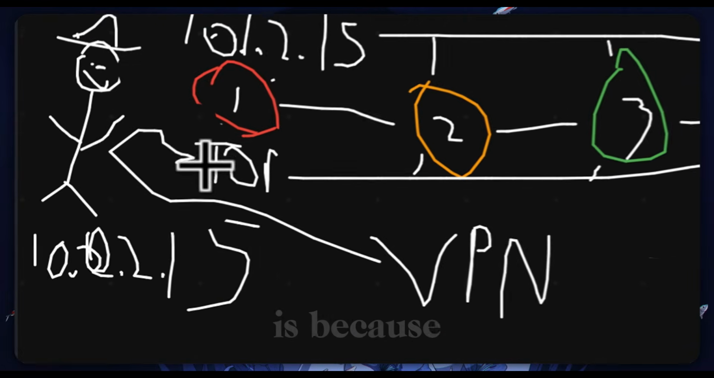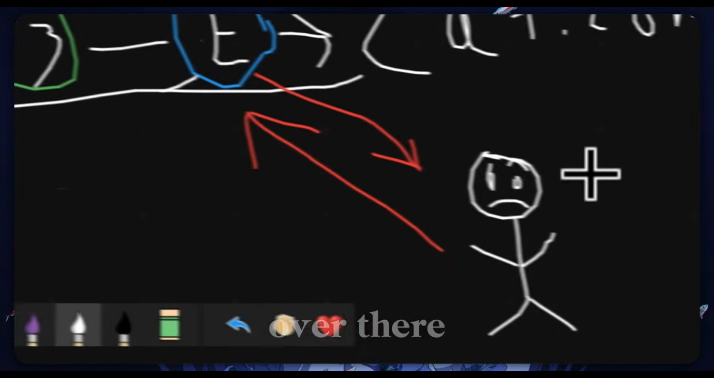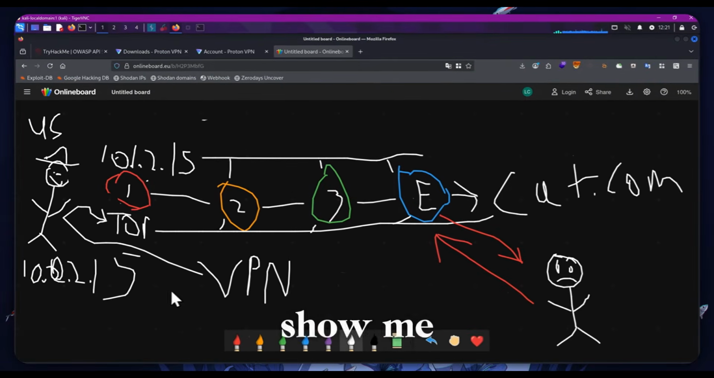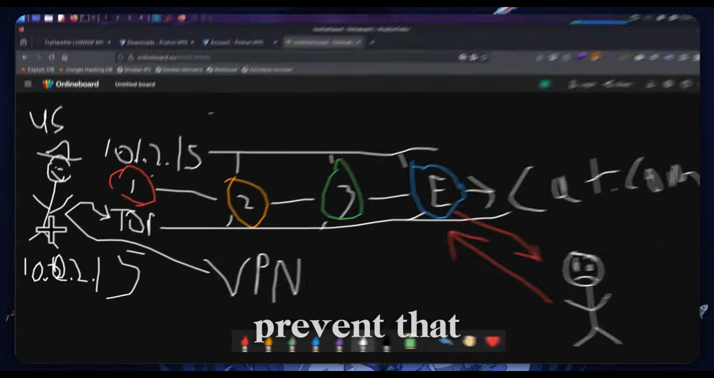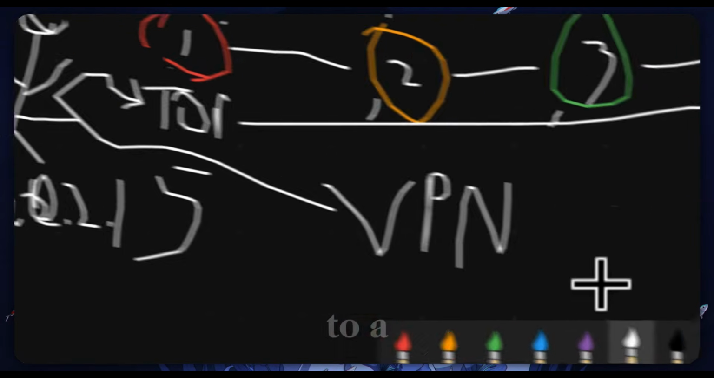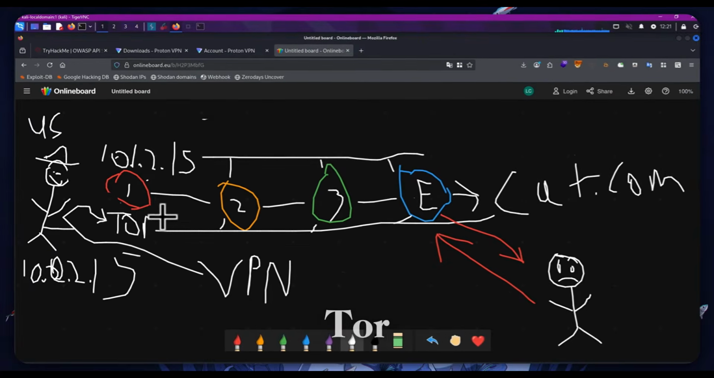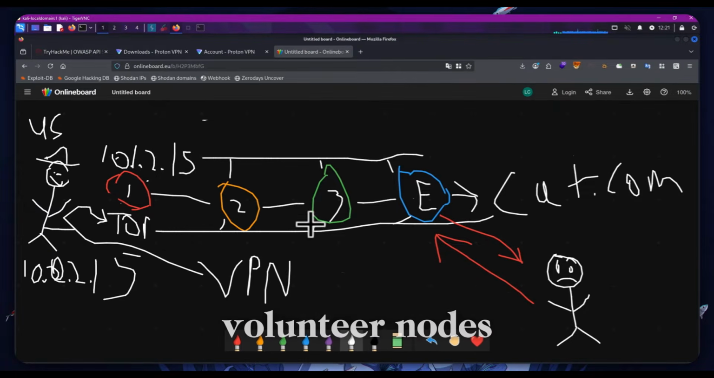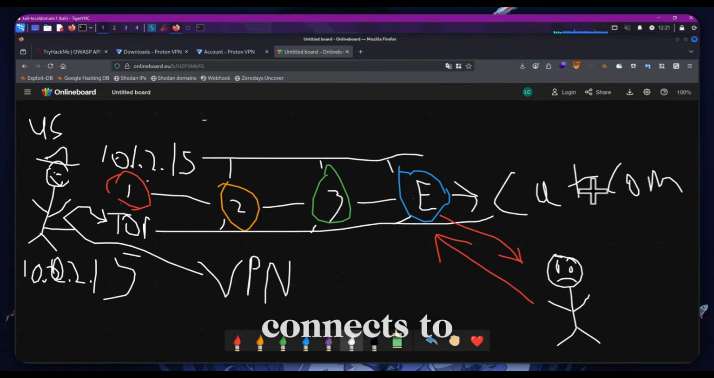The reason is that if our funny little evil guy over there says, hey, show me who connected to you, they're going to say, well, we don't have those logs. We're end-to-end encrypted, we can't get you those logs, and we don't have to give it to you because the laws of our country prevent that. So now we connect to a VPN which connects to Tor, which connects to a bunch of volunteer nodes, which then connects to cat.com.